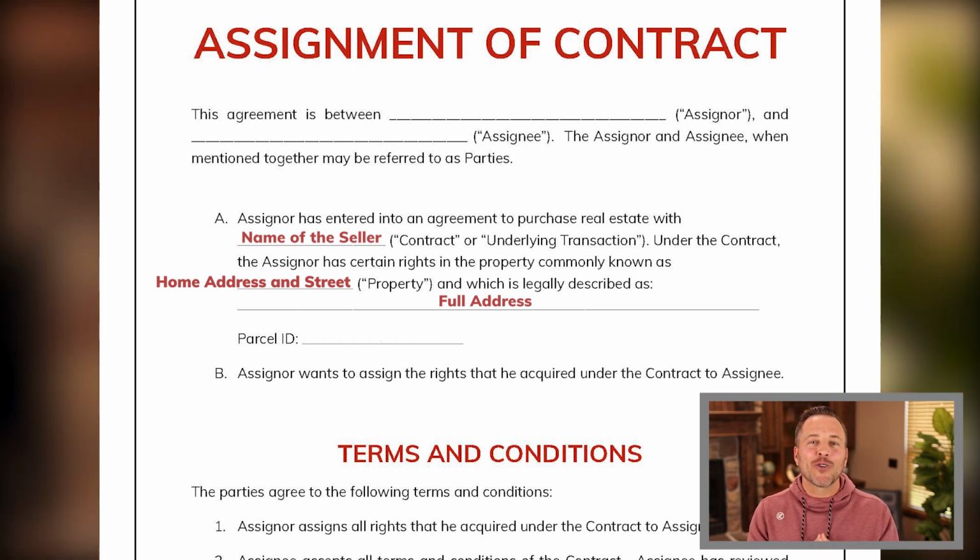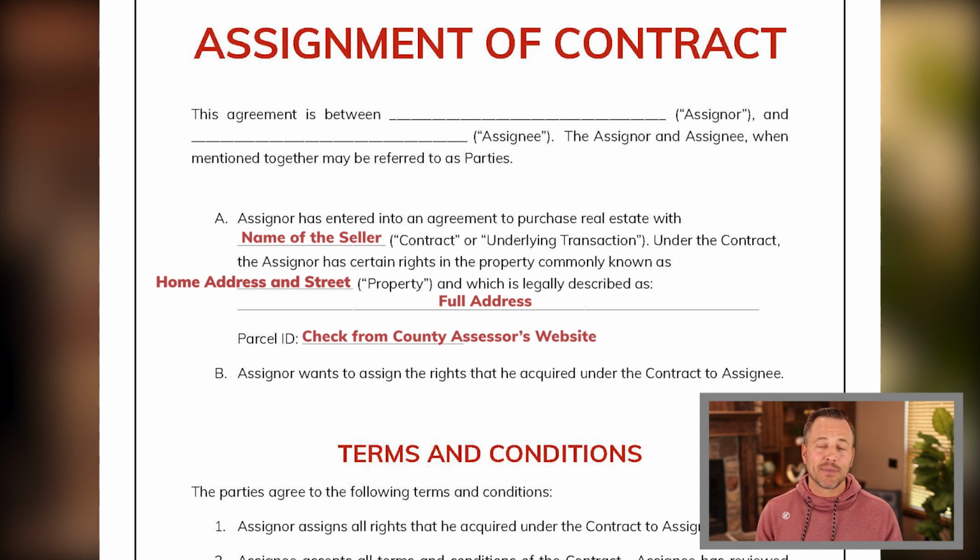Under that is your parcel ID. Now, a simple place to find that is just your county assessor's website. It's going to bring up all the parcel ID information, and there's going to be a little number attached to every property in the state that you live in. That number goes in that blank right there.